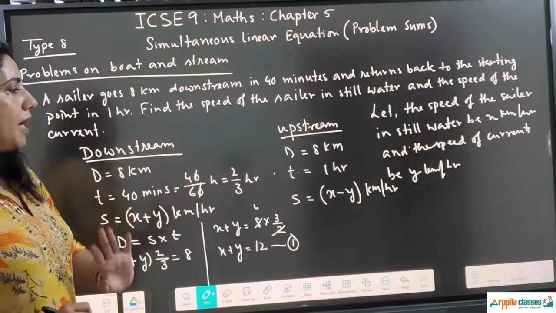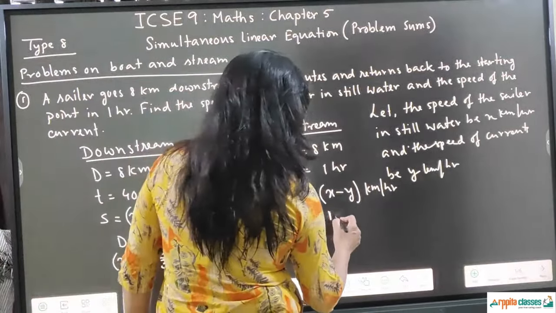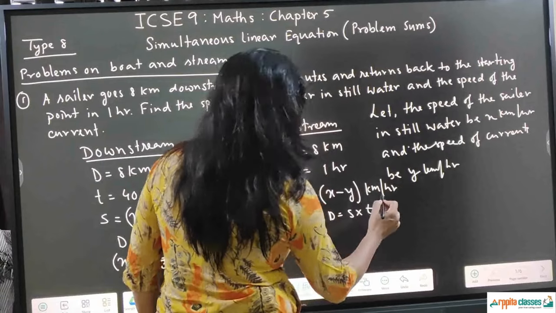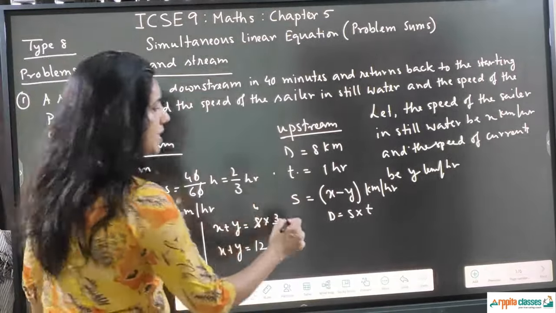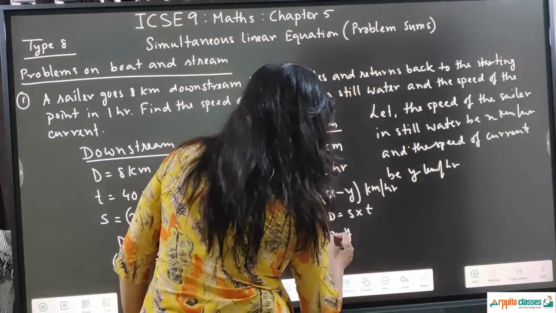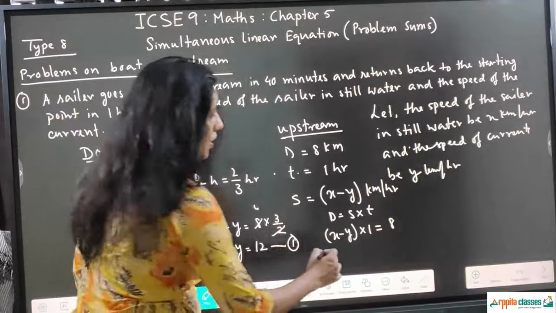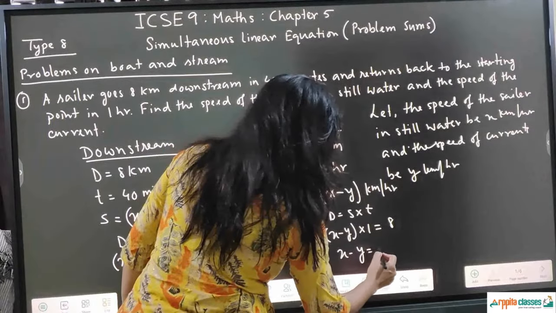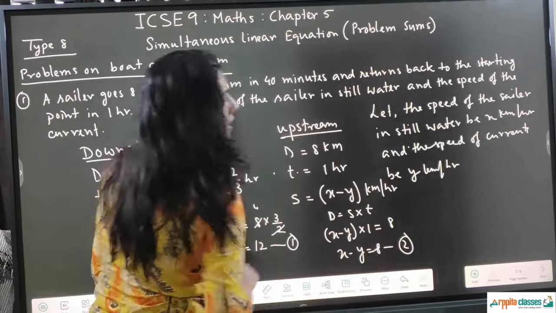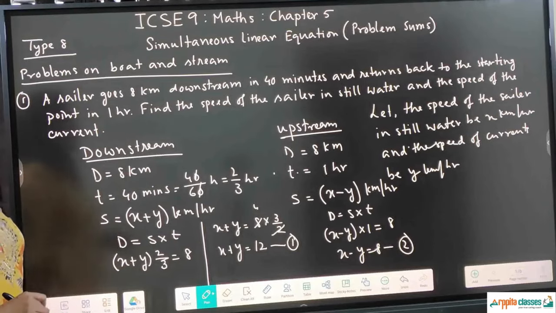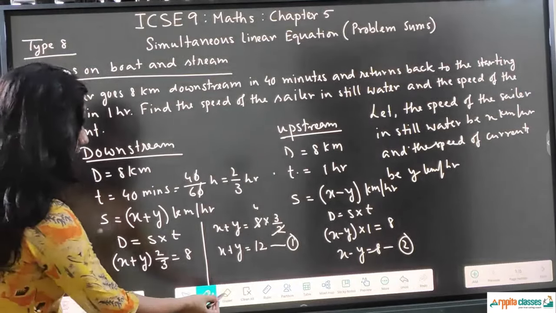Now the same formula, distance is equal to speed into time, I apply for the upstream. Here speed is equal to x minus y, time is equal to 1, and distance is 8 km. So here I am getting x minus y is equal to 8. That is my second equation. Now we just have to solve these two equations. Let me rub this part.